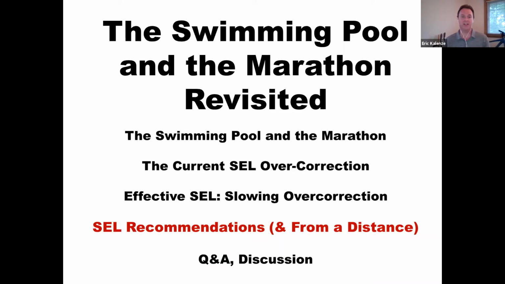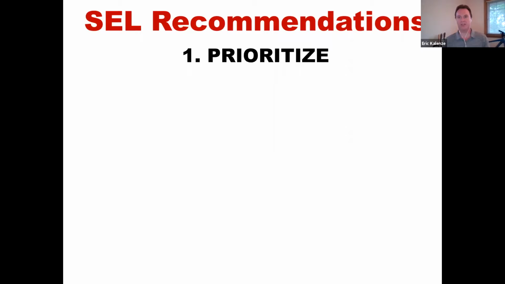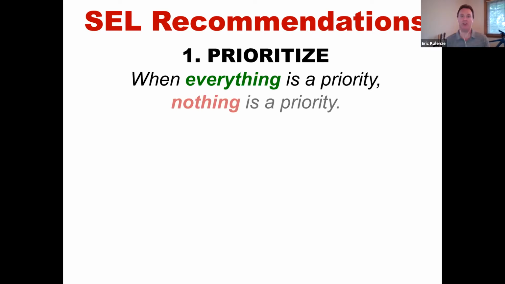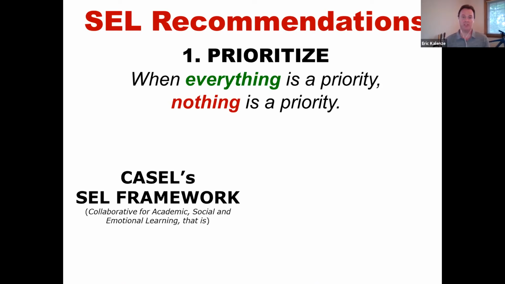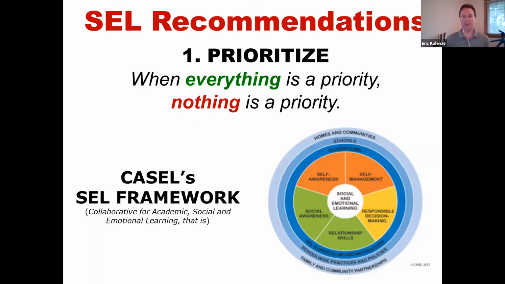These are some recommendations I'd make now, with a little bit of an addendum as far as how we should think about doing them from a distance. My first recommendation is prioritize, okay? This is as somebody that's implemented these programs in my schools, and worked with people as an improvement specialist, because when everything is a priority, nothing is a priority, okay? And when we think of the social emotional development of kids, I can lean on the wheel from CASEL, and CASEL is the Collaborative for Academic, Social, and Emotional Learning.